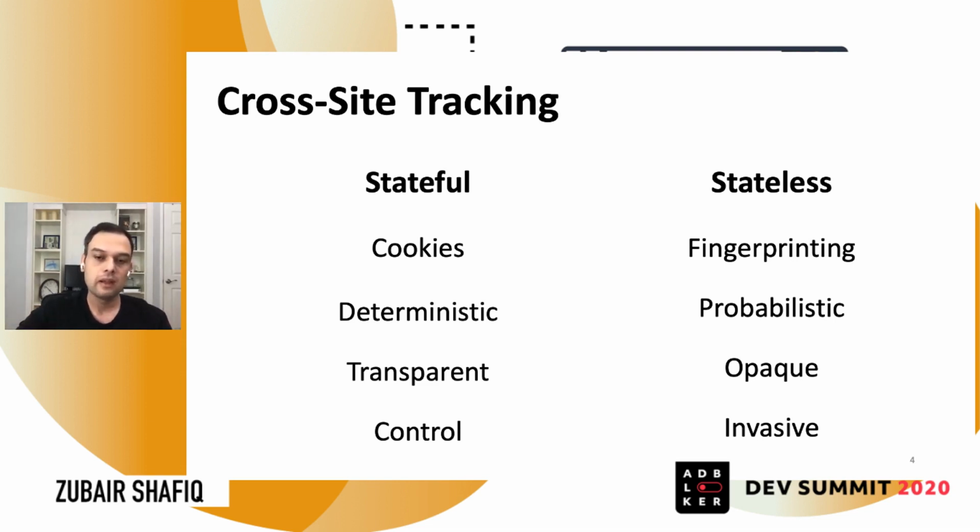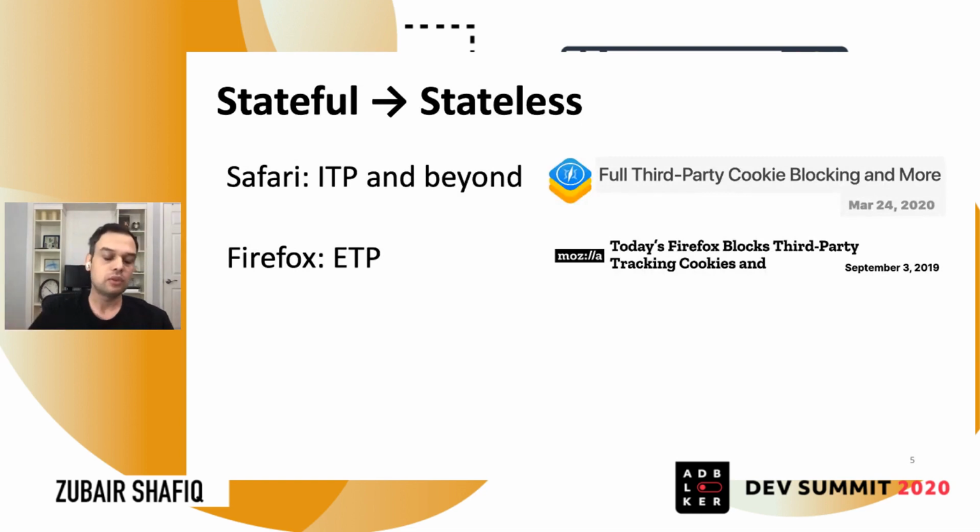Another reason which is putting stateless tracking more in the limelight is the trend over the last few years where different browsers have been progressively restricting stateful tracking using third-party cookies. Safari, for example, for many years has been putting different restrictions on third-party cookies. In fact, they now block all third-party cookies, starting, I think, earlier this year. And Firefox also does list-based blocking of third-party cookies.